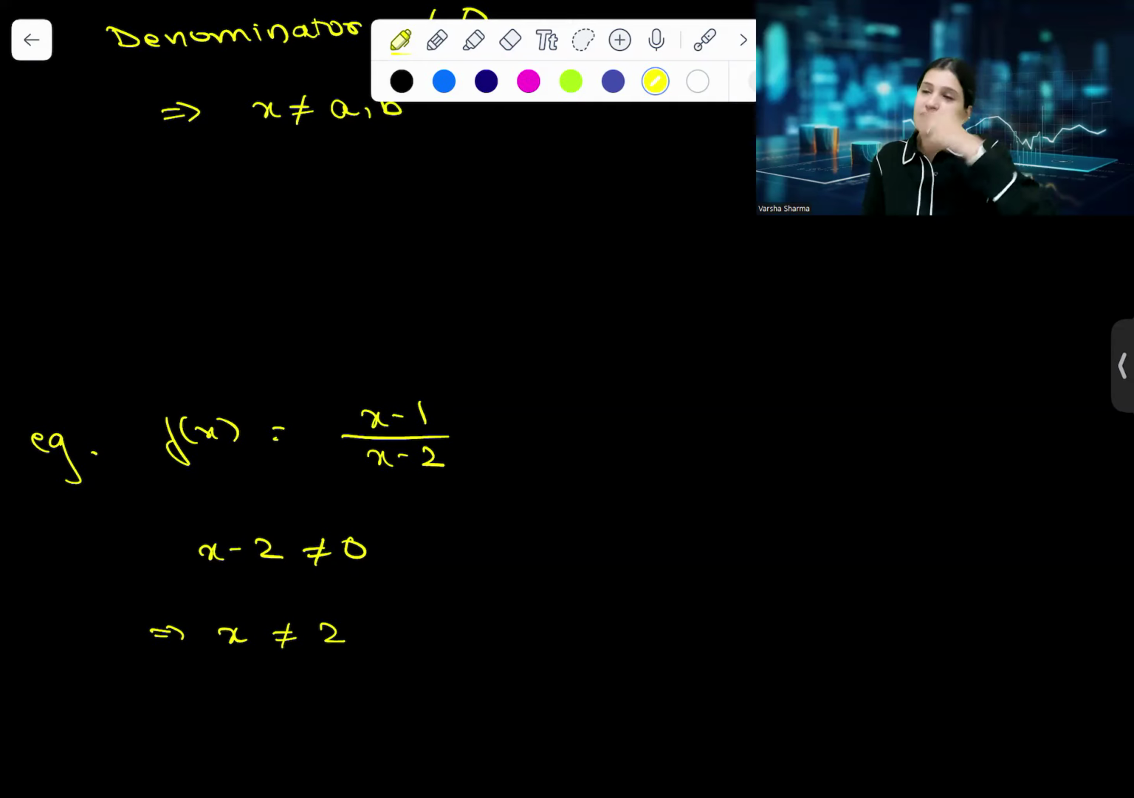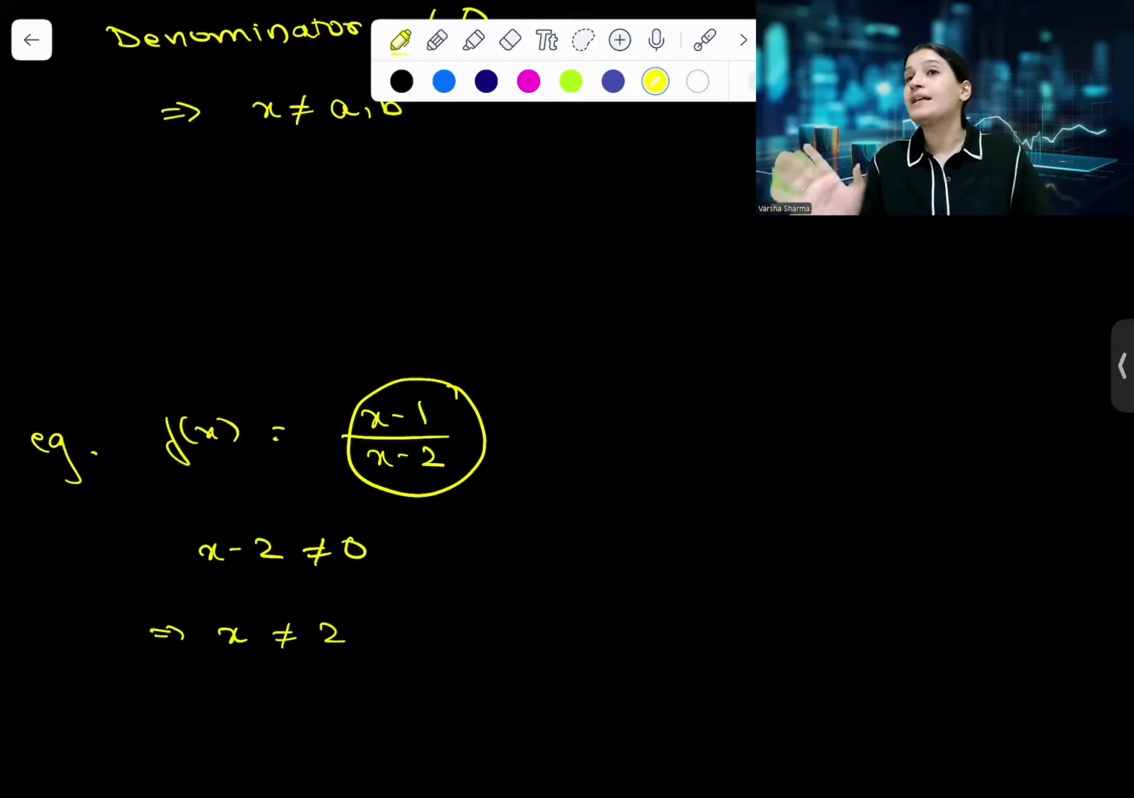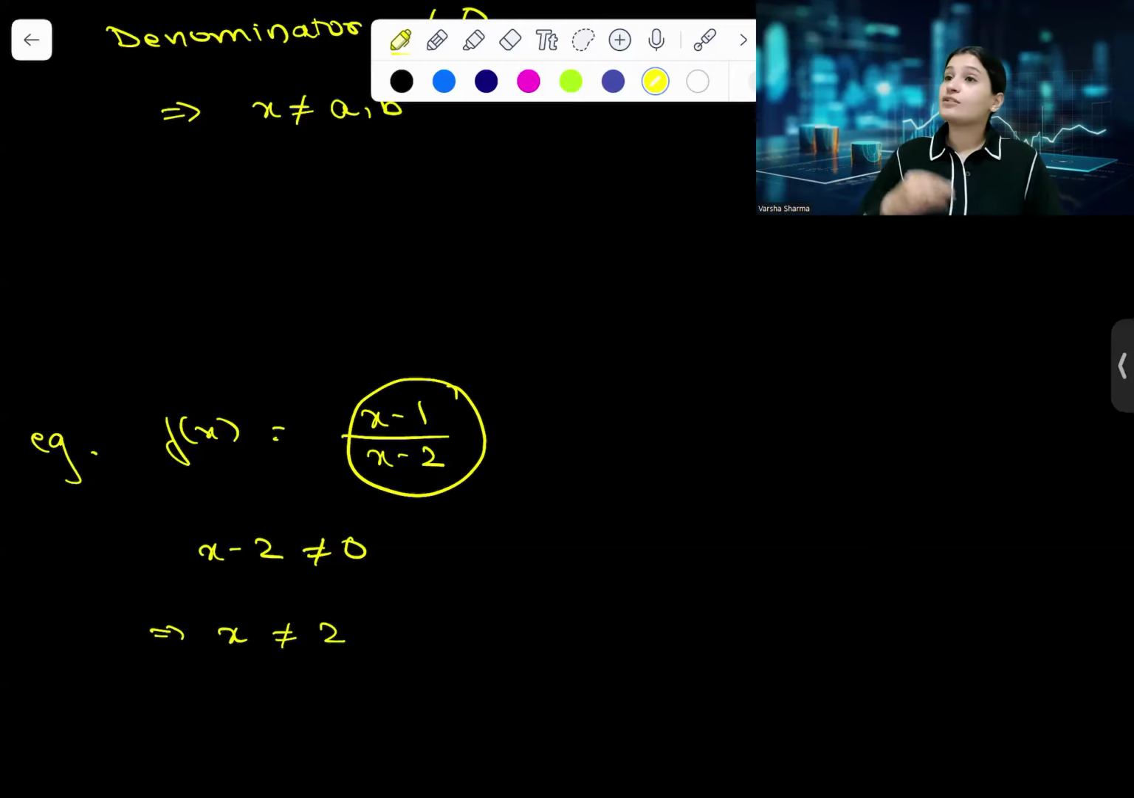1, 5, root 2, root 7, 1 by 2. Everything is allowed. Only one number is not allowed, which is 2. So I have all real numbers in my domain. What is domain? The values of x that I can substitute in this equation. So I'm allowed to have everything except x equal to 2. Domain means the values of x that we can put in the given equation, all real values of x except x equal to 2.